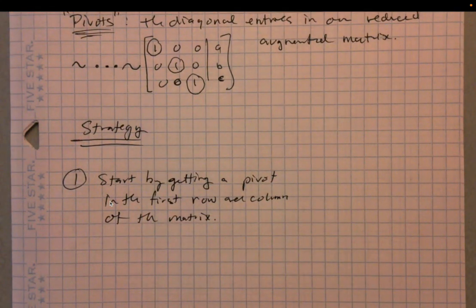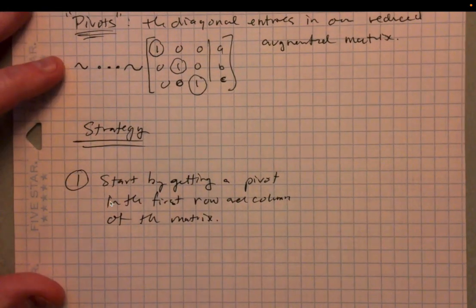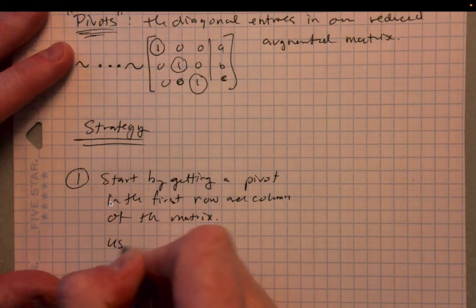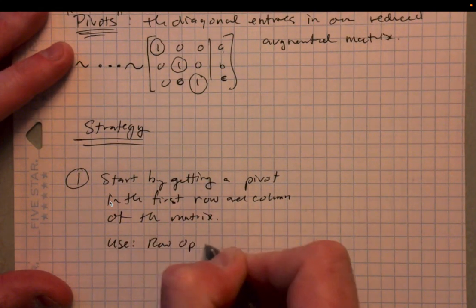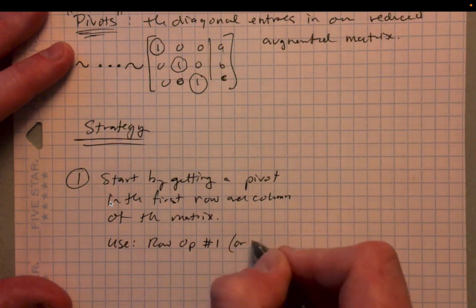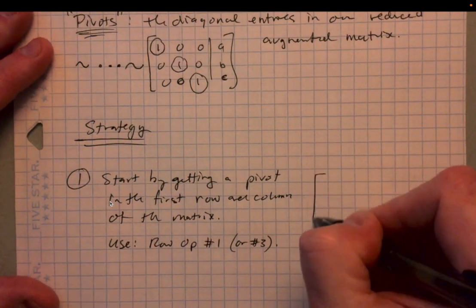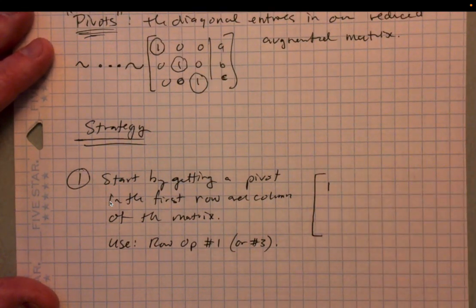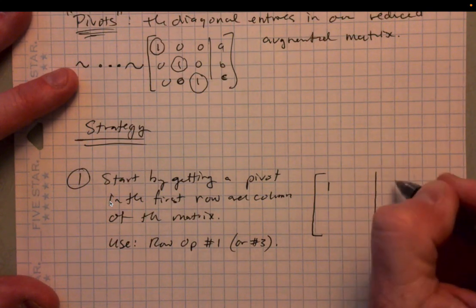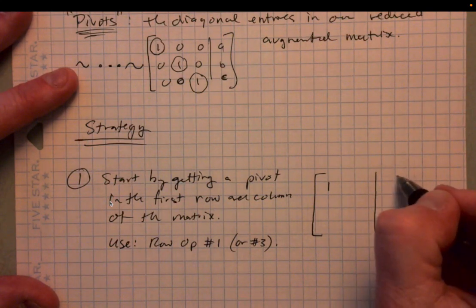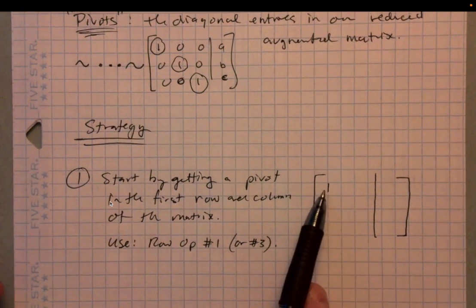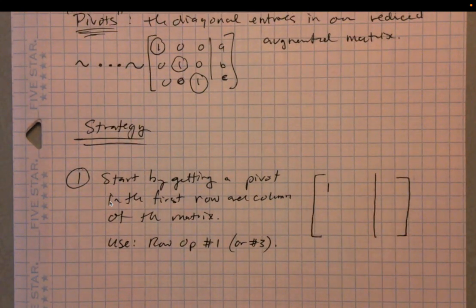And how do we do that? How do we get a pivot in the first row and column of a matrix? Well, it's always done the same way. It's either row operation number 1 or sometimes, in lucky cases, row operation number 3. At the end of step 1, our augmented matrix should look like this. You'll have a 1 here, and who knows what elsewhere. It doesn't matter. Everything else is unaffected at this point.